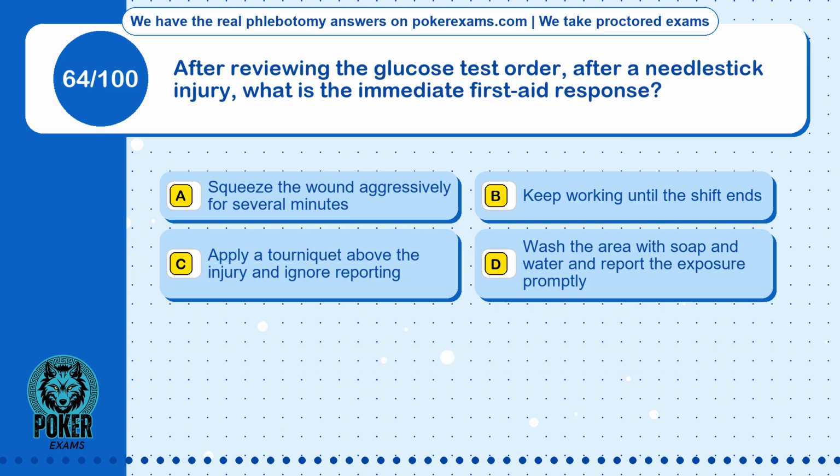Question 64. After reviewing the glucose test order, after a needle stick injury, what is the immediate first aid response? Option A, squeeze the wound aggressively for several minutes. Option B, keep working until the shift ends. Option C, apply a tourniquet above the injury and ignore reporting. Option D, wash the area with soap and water and report the exposure promptly.